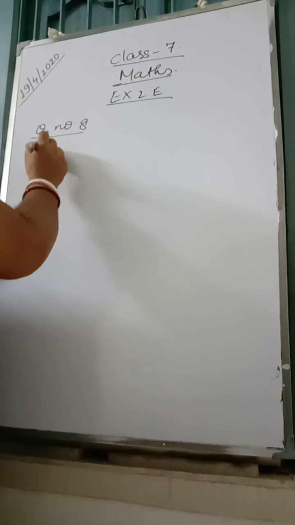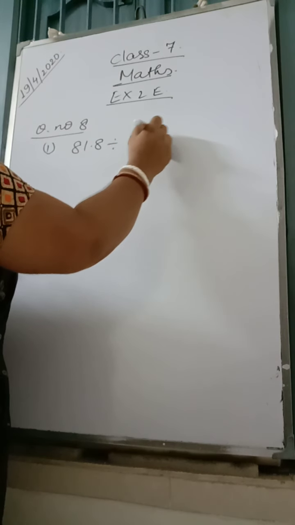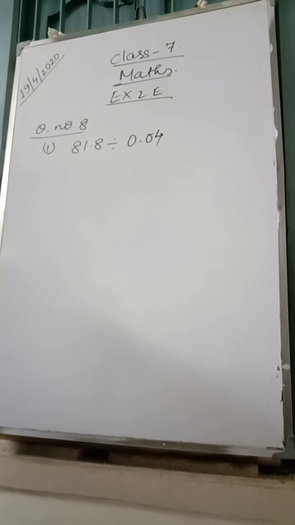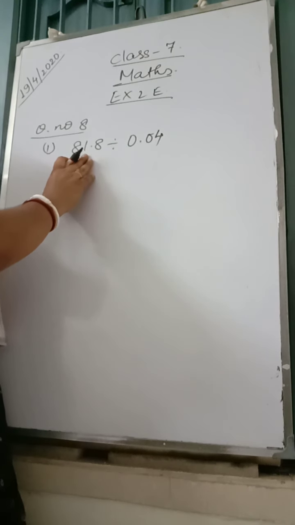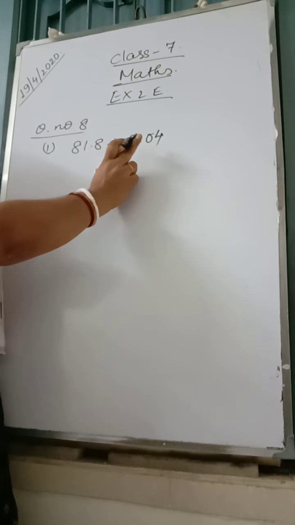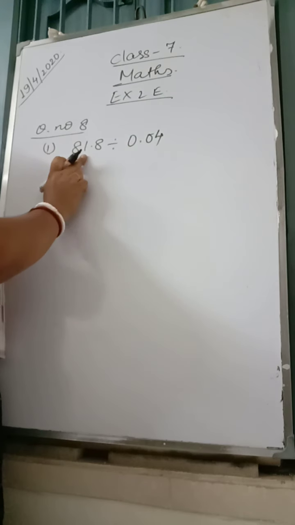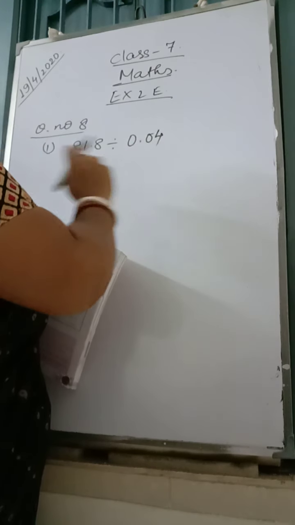Now you can see it is given 81.8 divided by 0.04. Now dear, kindly listen carefully. We had decimals in the dividend, no problem. We were dividing till now. Now the divisor consists of a decimal number. We have to remove the decimals from the divisor place. If it is removed from the dividend place too, well and good. If not, no problem.